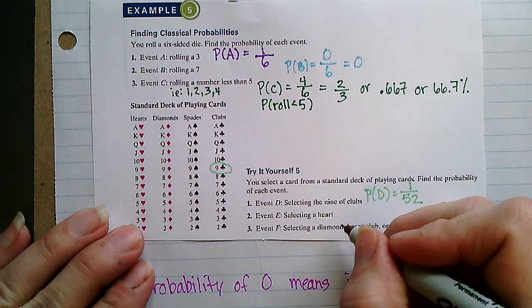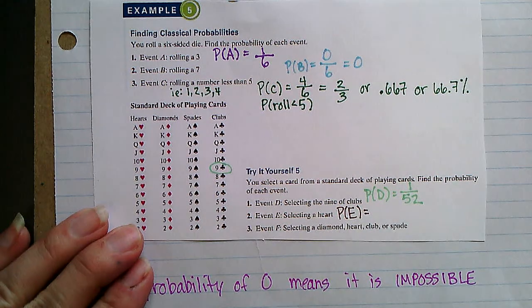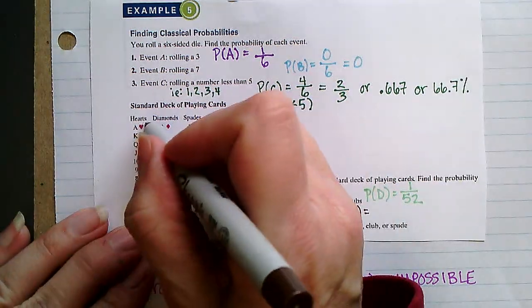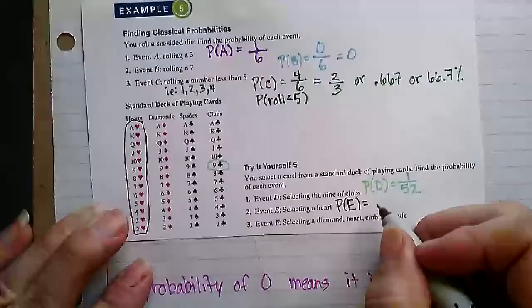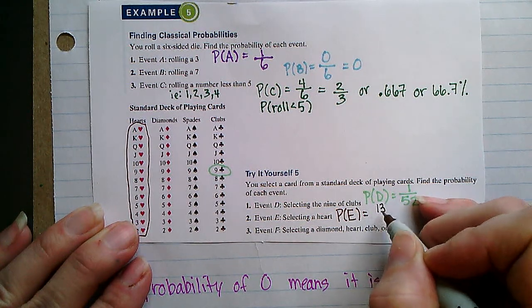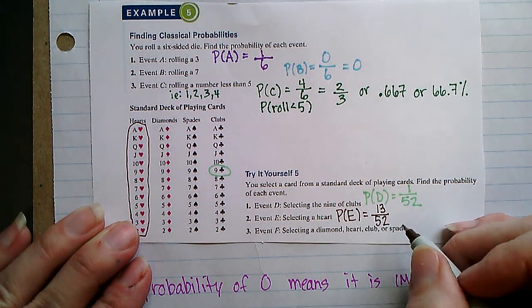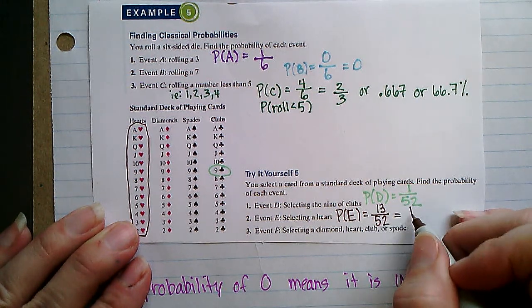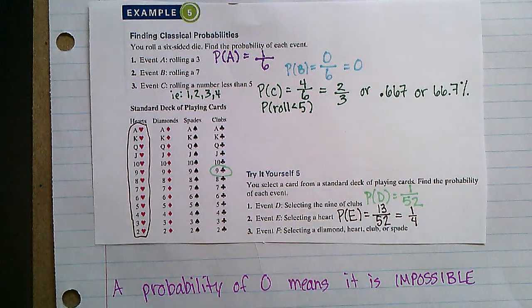Event E is selecting a heart. So the probability of event E would be hearts. So here we have all of these hearts. There are 13 of them. So 13 outcomes in the event of selecting a heart over 52 in the sample space, which simplifies down to 1/4. So this one is not a simple event because 13 outcomes were relevant to it.